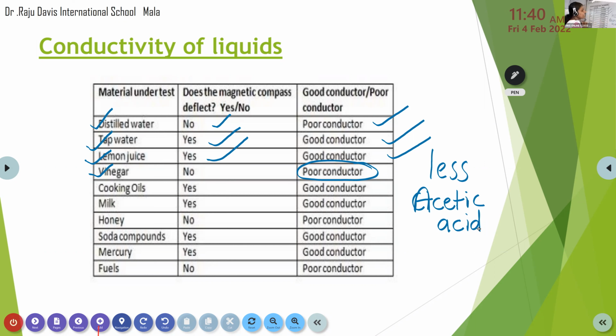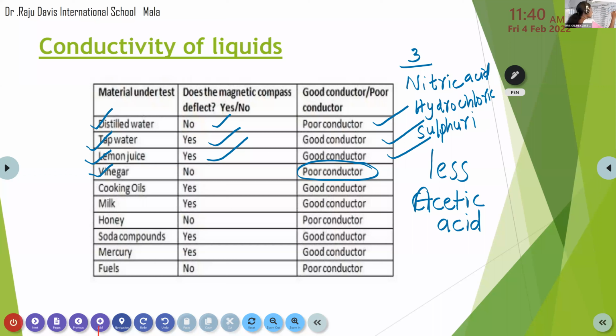Which are the strong acids? Do you know any strong acid? Three strong acids are there. That is nitric acid, hydrochloric acid. No need to study these acids. Okay. Hydrochloric acid. Then sulfuric acid. These are the strong acids.